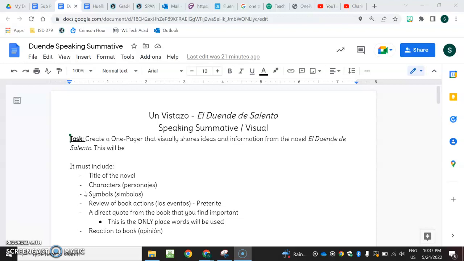Lastly, you're going to include a visual reaction to the book. So whether that's some sort of emoji or star system or rating or thumbs up, or however it is you choose to relay your reaction to the book. From that, what you're going to be doing is arranging it on a single 8.5 by 11 sheet of paper, and you're going to do so in a way that's logical and makes sense for you.